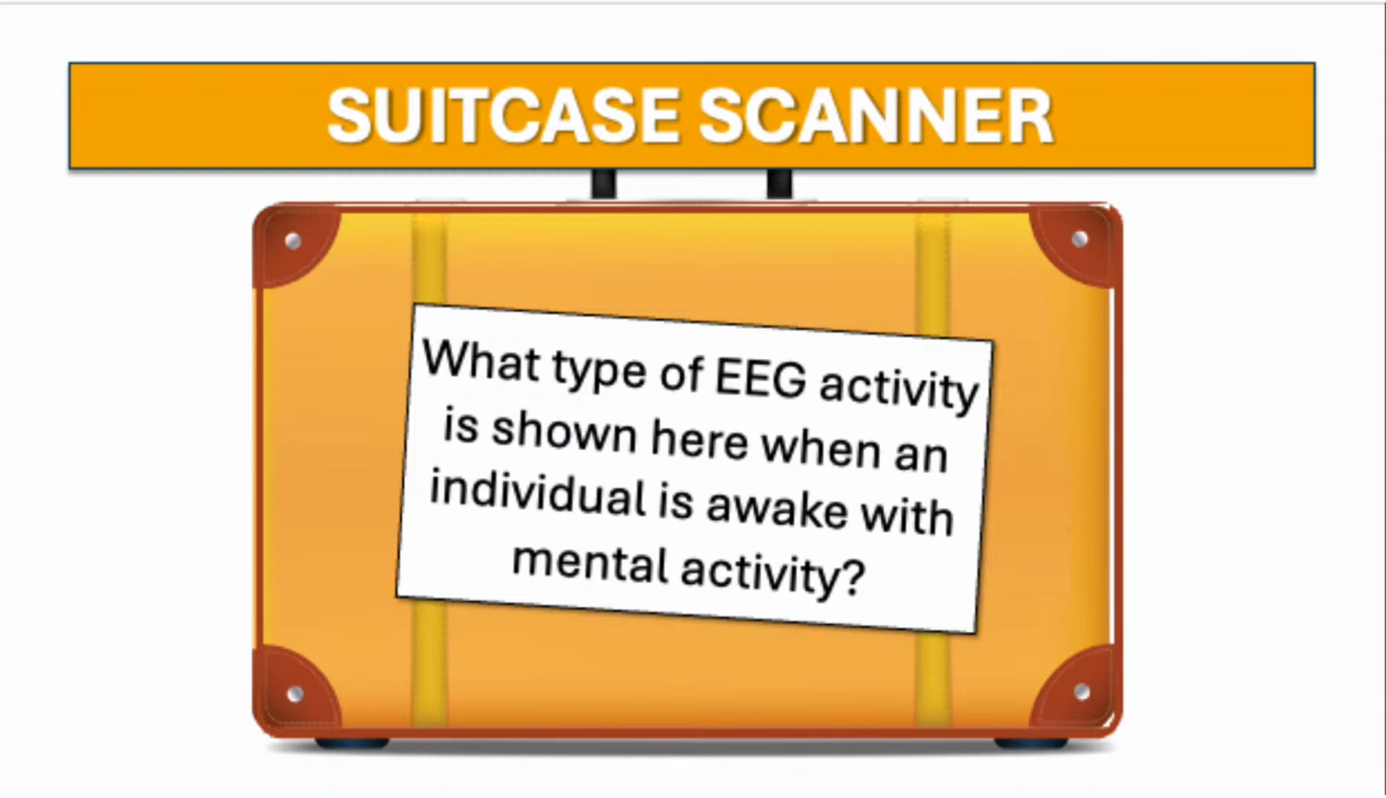Thank you, Mel. Really good answers coming through, guys. So the suitcase scanner, what you're going to be seeing is some different graphical displays of some waves, and they're going to demonstrate the 4 basic EEG patterns, okay? So the first one is going to be showing where an individual is awake with mental activity. So what I want to know from you guys is, what's the name of this particular wave pattern?